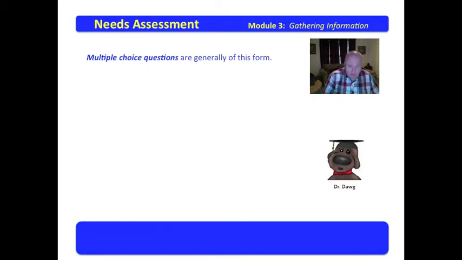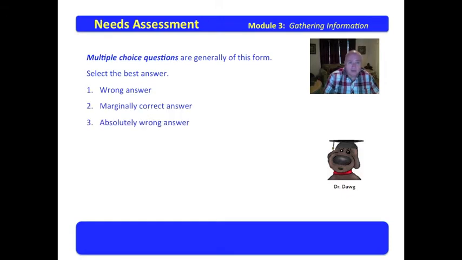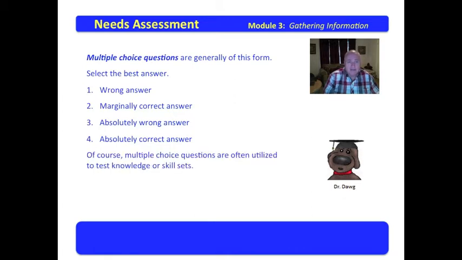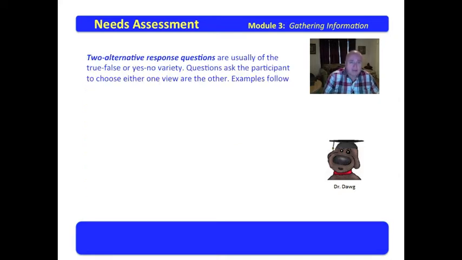The first type of question that we will look at is a multiple choice question, and they're generally of this form. You would ask a person to select the best answer for a statement. You would give them a wrong answer, a marginally correct answer, an absolutely wrong answer, and an absolutely correct answer. Of course, multiple choice questions are often utilized to test knowledge or skill sets, and multiple choice can also be used to select a specific grouping such as age. In other words, select the appropriate age category and those type things.